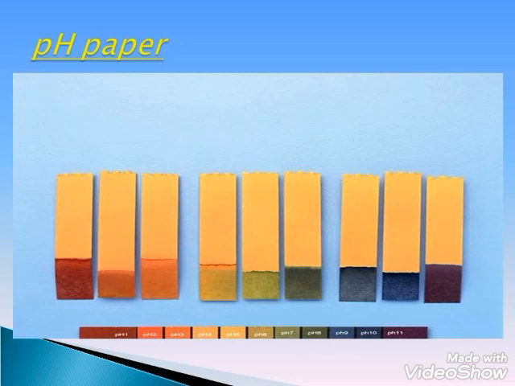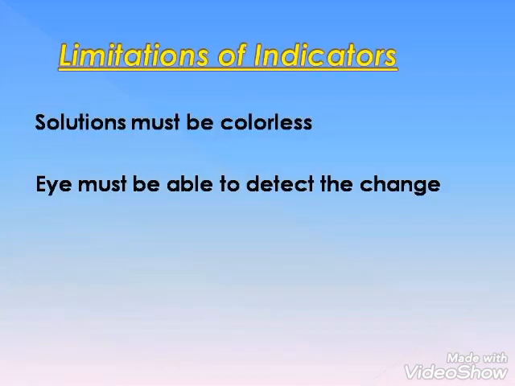They are very important in the chemical laboratory. Every chemical laboratory has pH paper strips to know the pH of the solution. Now, what are the limitations of an indicator?